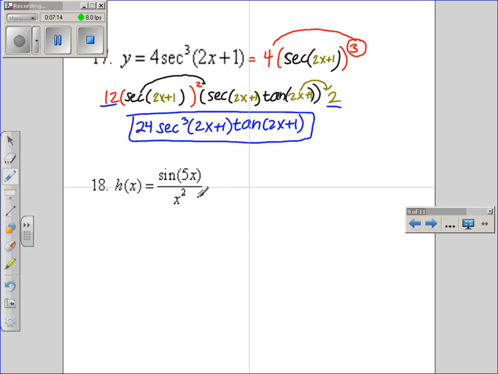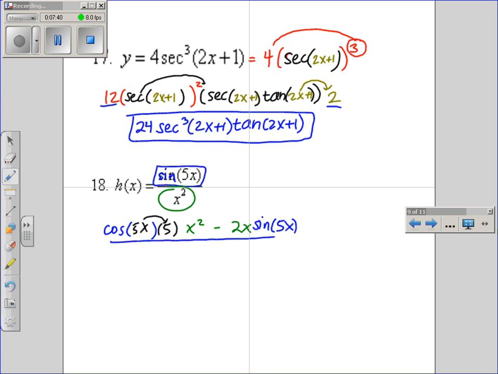Okay, number 18, we can either do product rule or quotient rule. If we brought this up, we could do product rule. I'm just going to do quotient rule. So we have the derivative of the top, which has a sine on the outside and 5x on the inside. So the derivative of sine is cosine. Don't chew the chocolate, 5x, but then times 5. So the chain rule. Derivative of the top, and then times the bottom, minus the derivative of the bottom, times the top, all over the bottom squared.